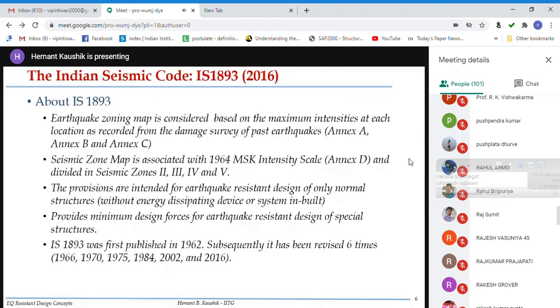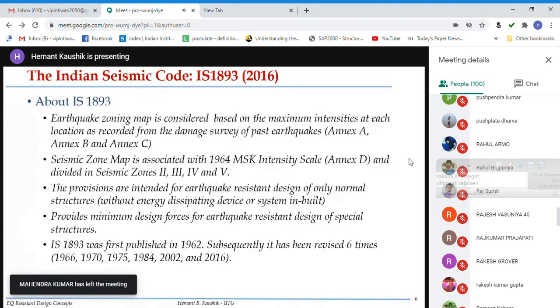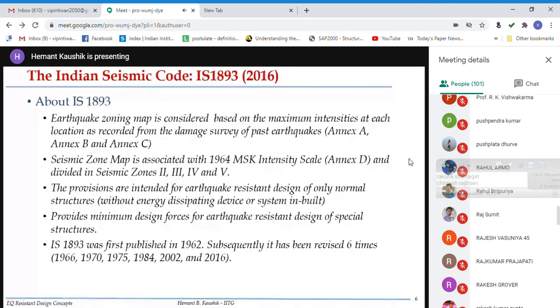The provisions are intended for earthquake resistant design of normal structures. If you have special energy dissipating devices or some special type of structures, you cannot expect that this code will give you the design forces for those structures. Then you have to use specialized literature. This code provides the minimum design forces for earthquake resistant design of special structures. So even with these structures, you cannot design for levels lower than the level given in the code, right? This code will govern the minimum design force. Whatever external system you apply, these are the minimum levels, but the actual levels can be different.